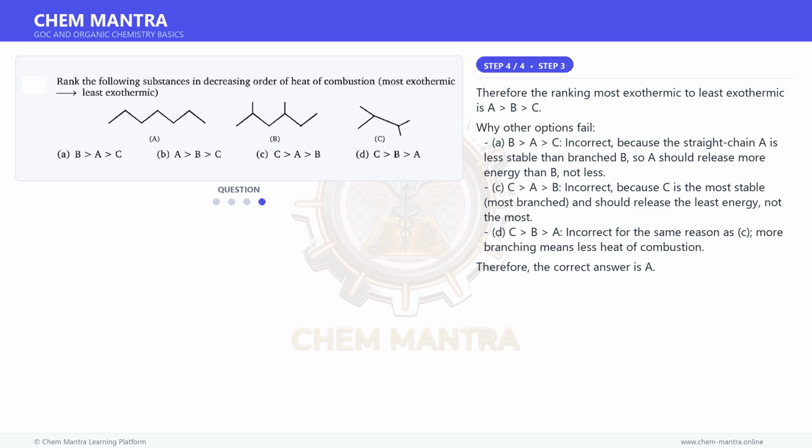Therefore, the ranking most exothermic to least exothermic is A, B, C. Why other options fail? B, A, C is incorrect, because the straight chain A is less stable than branched B, so A should release more energy than B, not less. C, A, B is incorrect, because C is the most stable, most branched, and should release the least energy, not the most. C, B, A is incorrect for the same reason as C, more branching means less heat of combustion.